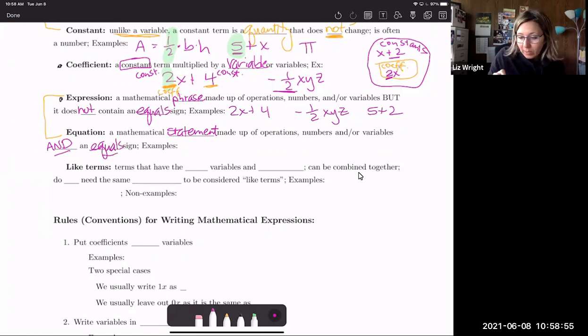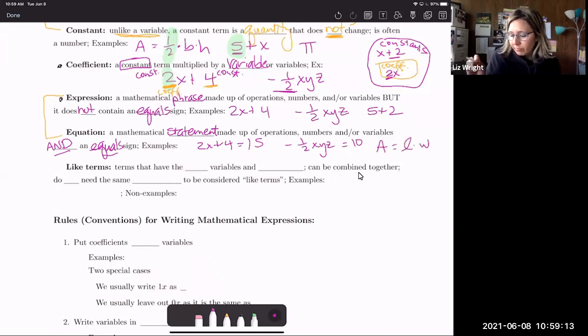So I could take even what I wrote up above and say, well, 2x plus 4, and we'll just set that equal to something. Maybe it's equal to 15. And then one up here, negative 1/2 x, y, z, and that's equal to 10. We could also do area equals length times width. That is one. Area equals 1/2 base times height. That would be another equation. So that's where they're different.